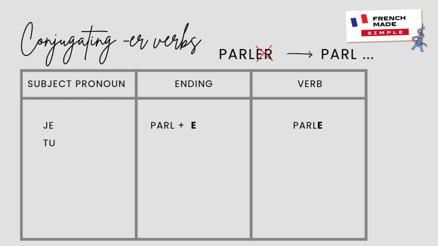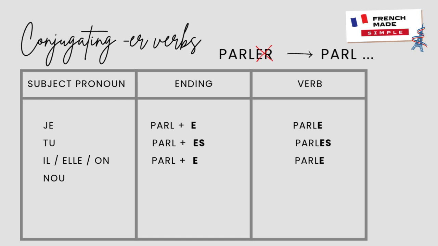For tu, the ending is ES. Therefore, I'll add it to parle, which makes tu parles or you speak. For il, elle, on, he, she, we, the ending is E. Therefore, I'll add E to parle and get il parle, elle parle, on parle.